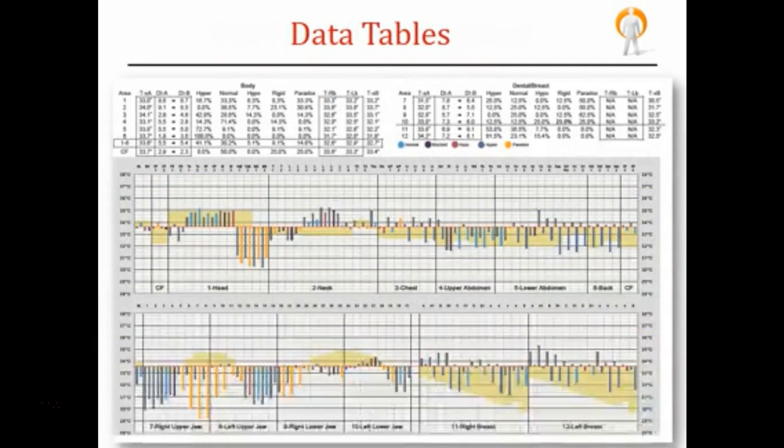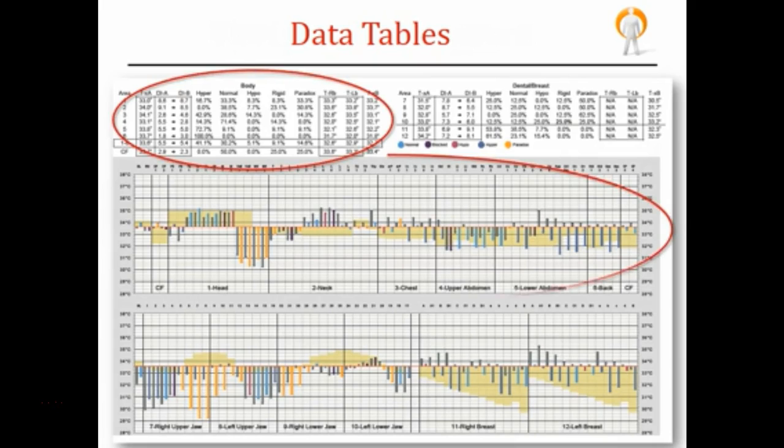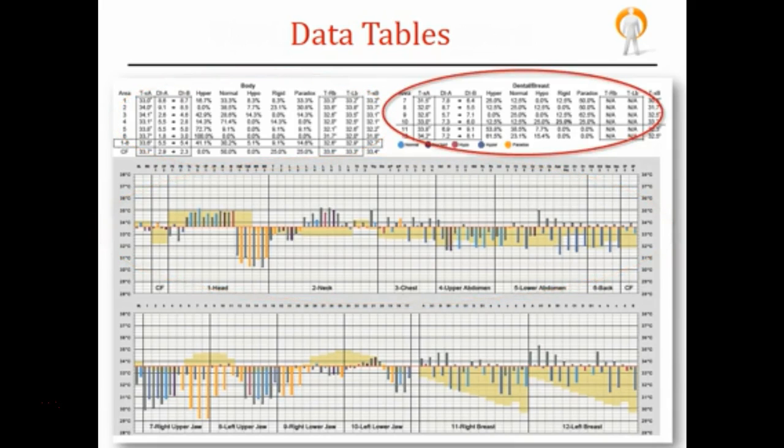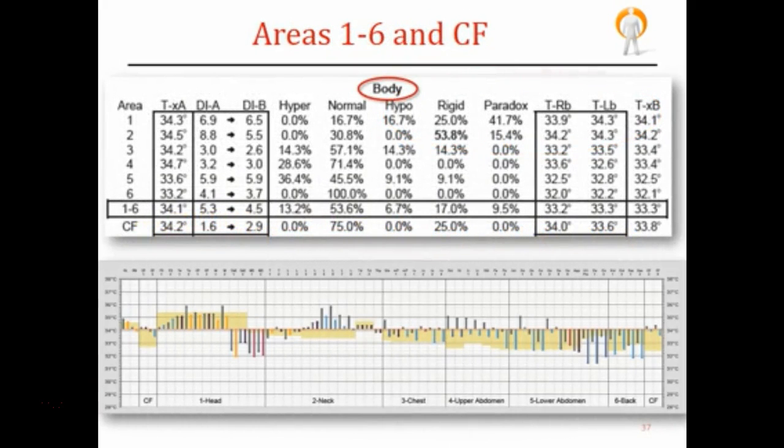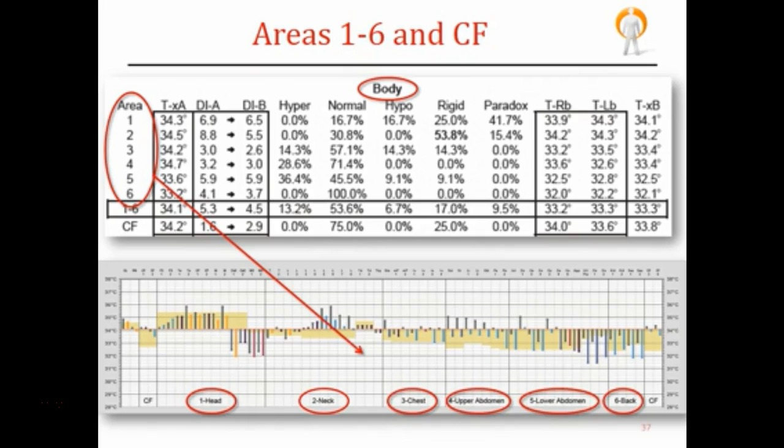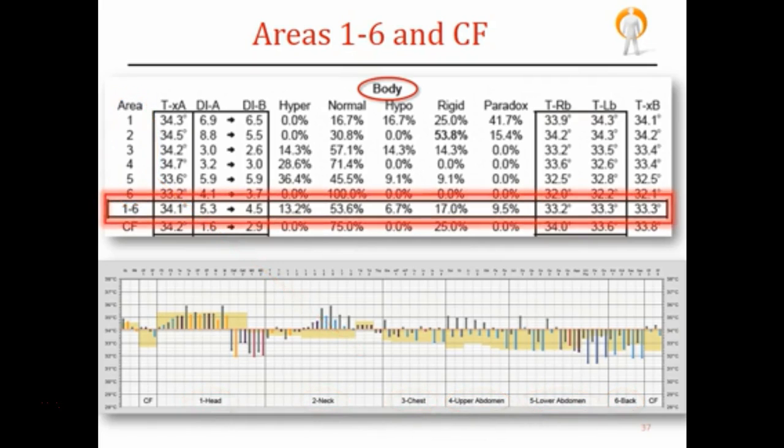Okay, let's move on to the data tables. There are two data tables above the graph. There's the body table that relates to the body points, which is the upper half of the graph, and there's the dental breast table that relates to the dental and breast areas. Let's look closely at the body table and how it summarizes the temperature data and point behaviors by area of the body. Areas 1 through 6 are listed on the left, and each number has a corresponding area of the body on the graph. This row is the average of areas 1 through 6, and I'll go over what the numbers mean in a moment.